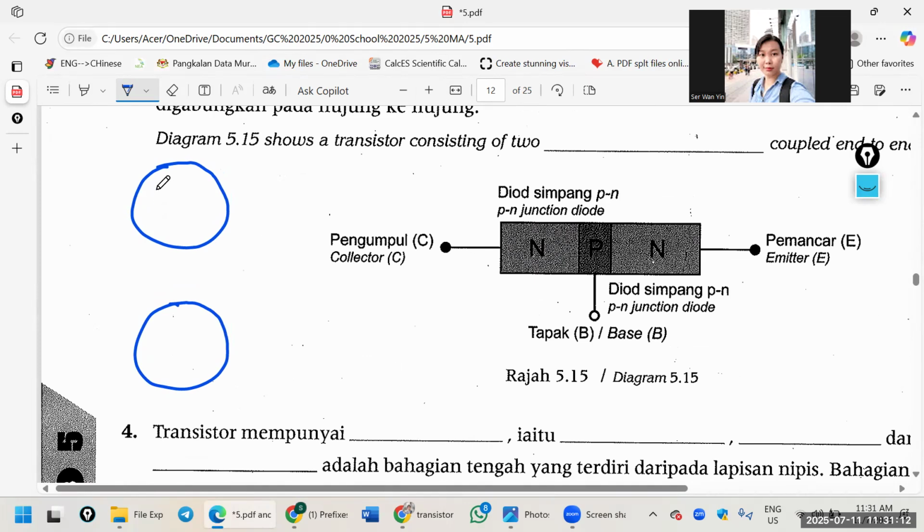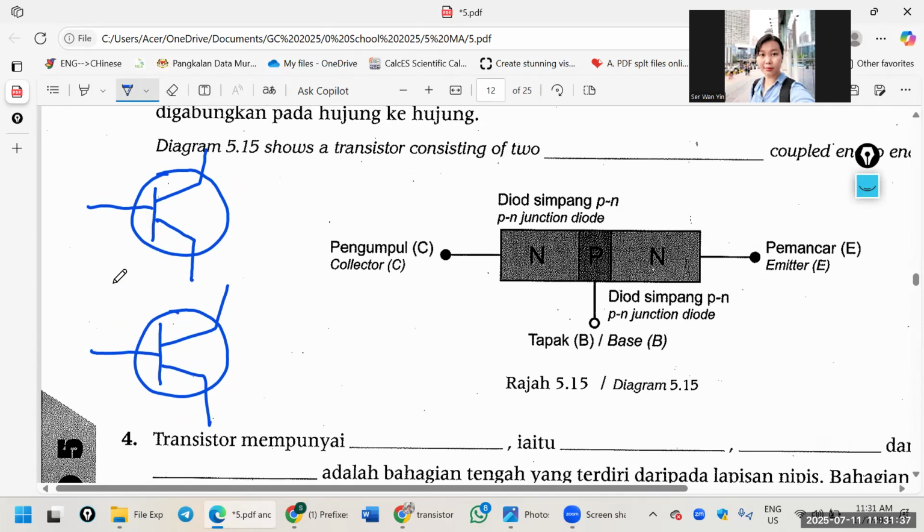Now on the left, let's draw a straight line. Then let's draw 2 slanted lines, one up and one down. Then let's add one more horizontal line here. Okay, then we got 2 types of transistor, either NPN or PNP.